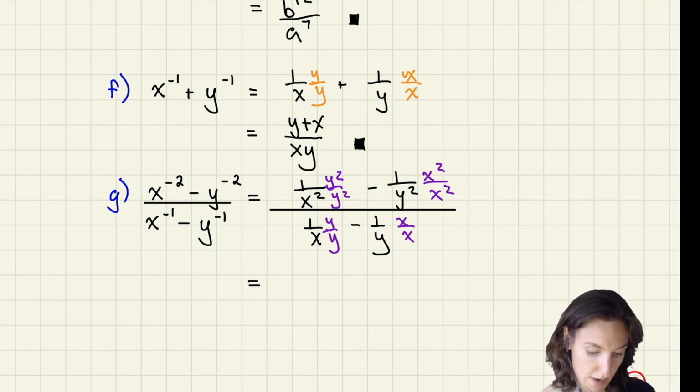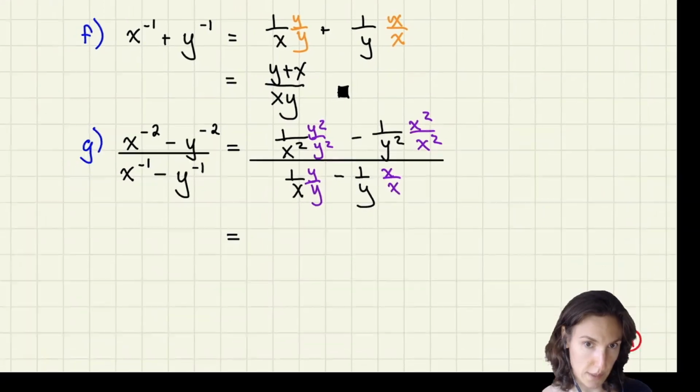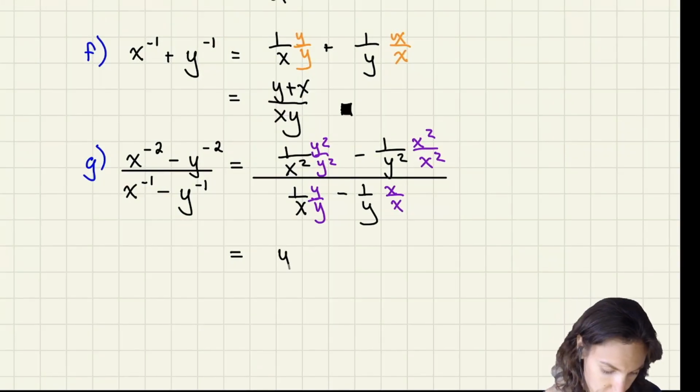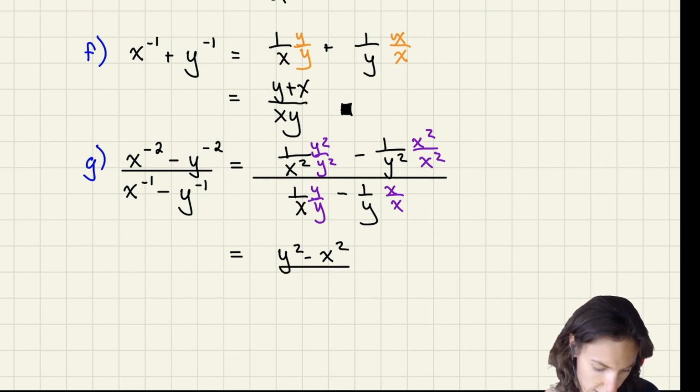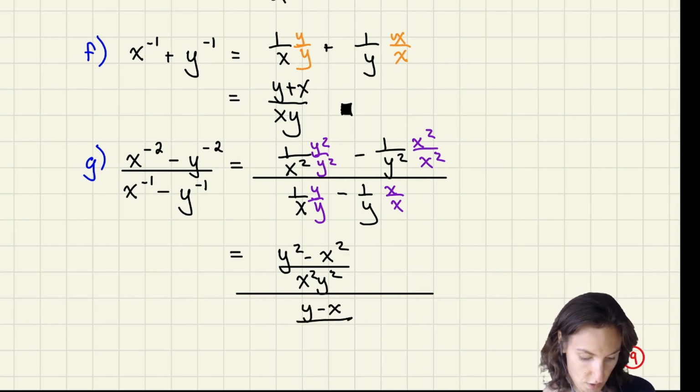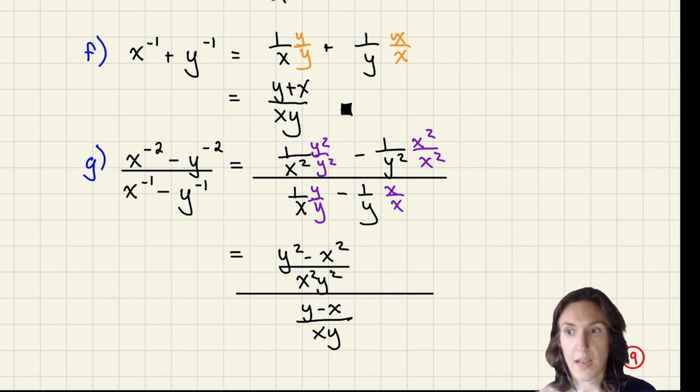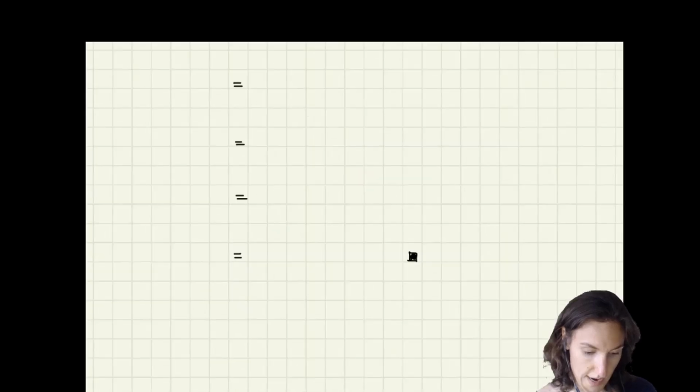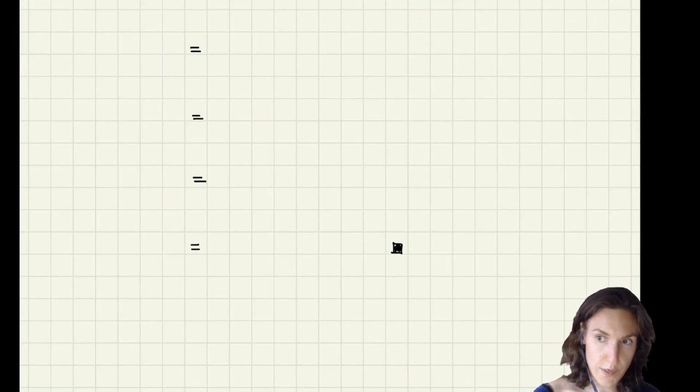So what do I have now? So my new numerator, I'll zoom in a little bit here, is going to be y squared minus x squared. And then this is going to be divided by x squared, y squared. So that's my top. I'm going to put a big line here to make sure I don't get confused. And then I'm going to go y minus x all over x times y.